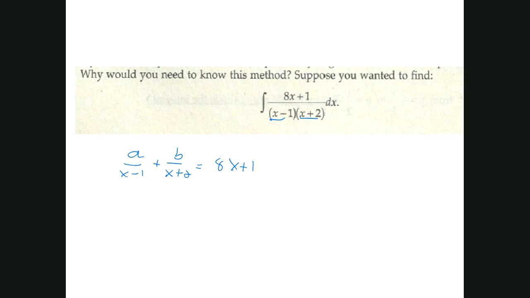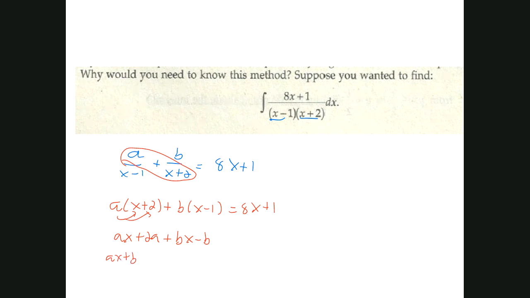Now the rest of it is just, you know, so now I'm going to cross multiply here. So I've got A times x plus 2 plus B times x minus 1 is equal to 8x plus 1. I'm going to multiply through here. So that gives me Ax plus 2A plus Bx minus B. My next step is to get my x values together. So that gives me Ax plus Bx plus 2A minus B. Now I'm going to factor on x.